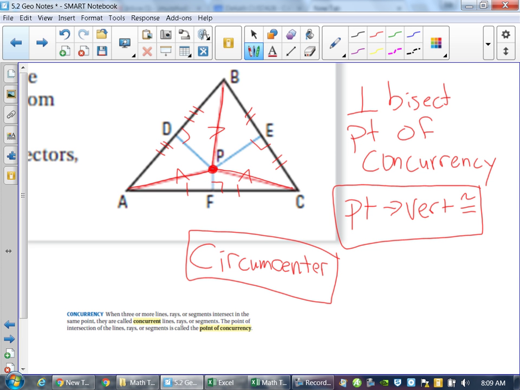Is incenter the inside of the triangle and the other one the outside? No, incenter and orthocenter deal with angle bisectors, where the 3 angle bisectors meet, or where the 3 medians meet. And we'll talk about that tomorrow on Wednesday. That's kind of the idea of the vocabulary. The circumcenter goes with perpendicular bisectors, and that point of concurrency is the circumcenter. That's what we're going to get at here.